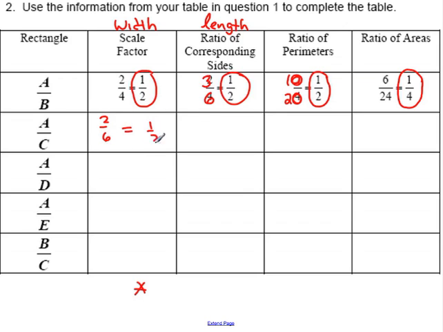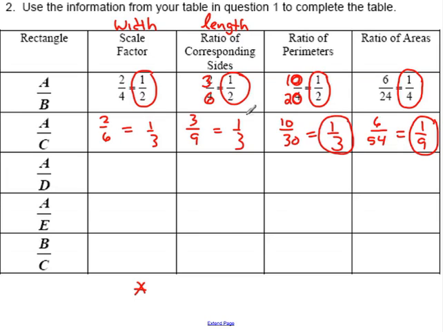2/6, which is 1/3. We have 3/9, which is 1/3. We have 10/30, which is 1/3. And then check this out. We have 6 over 54, which is not 1/3. It's 1/9. So we have 1/9, 1/3, 1/3. How do those numbers relate to the scale factor of 1/3?